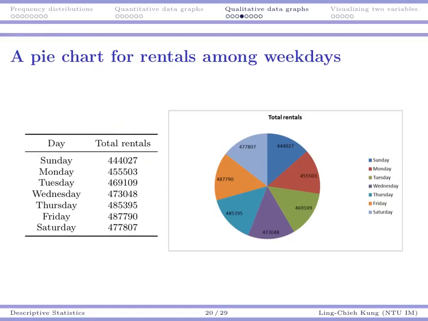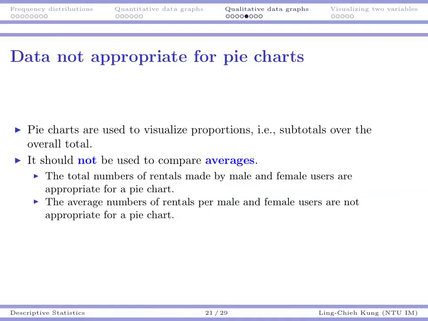So there is, of course, some limitations on pie charts. There's one thing to remind you. Pie charts are used to visualize proportions. Okay, proportions. And the proportions simply means subtotals over the overall total. So it should not be used to compare averages.